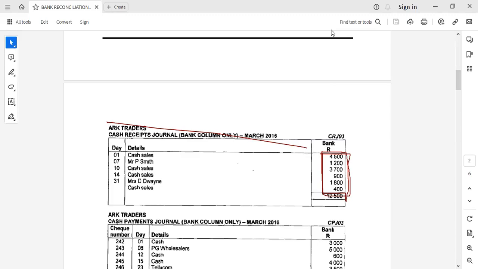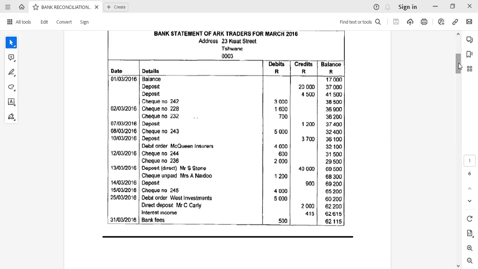Right, these deposits, I will go to the bank statement. Remember that receipts appear on the credit side. Right, so I want you to check here. Right, the 4.5, we have it here. The 1.2, we have it here. The 3.7, we have it here. The 900, we have it here. The 1.8, we don't have, and the 400. So the 1.8 and the 400 are the ones that are not there. So we call them outstanding deposits. The 1.8 and the 400, which are in the CRJ but not in the bank statement.